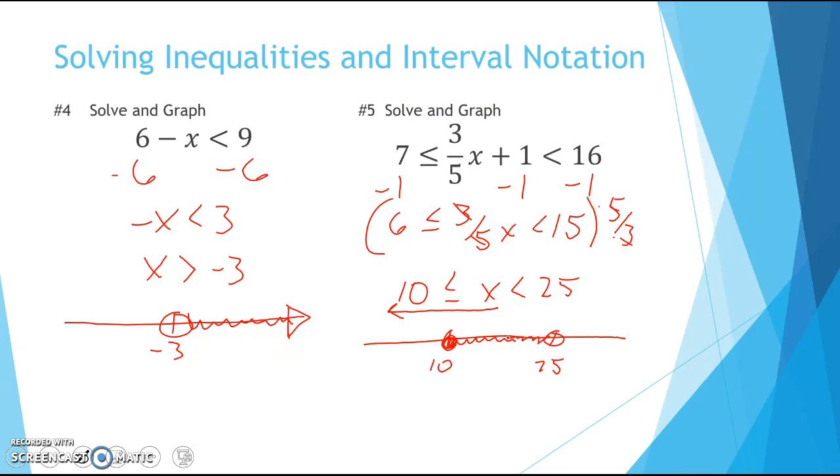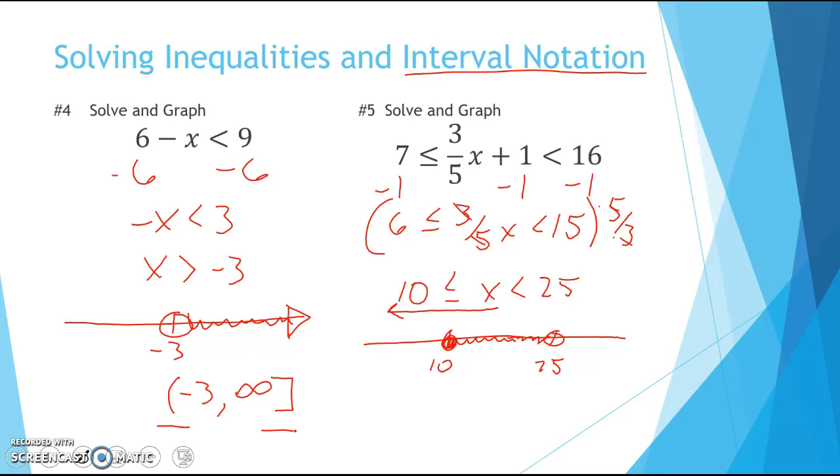Now, one thing we haven't talked about yet is interval notation. We're going to get to that here in just a minute, but let me just show you what these would look like using interval notation. This particular graph here starts at negative 3, but it does not include negative 3. And it goes all the way up to infinity. So this symbol here means it doesn't include that number. This symbol here means it does include that number.